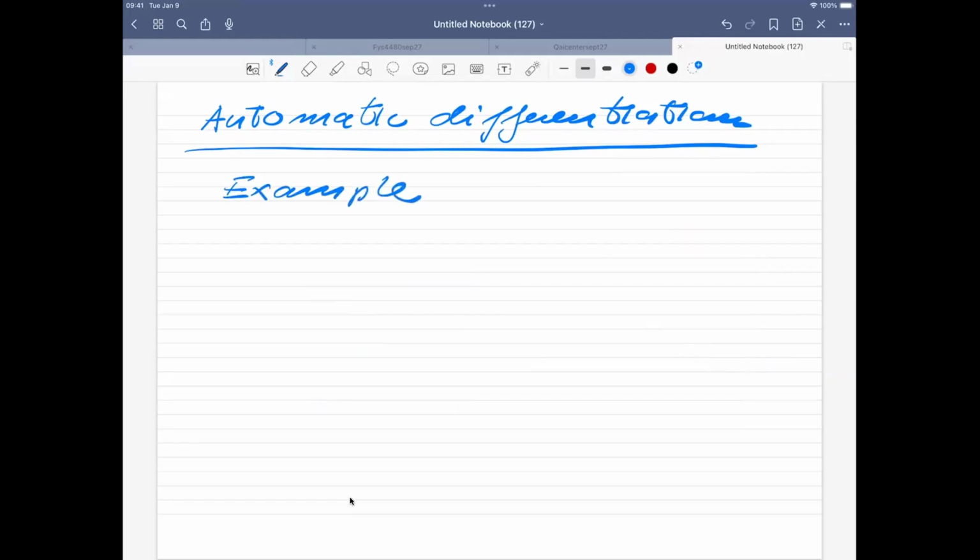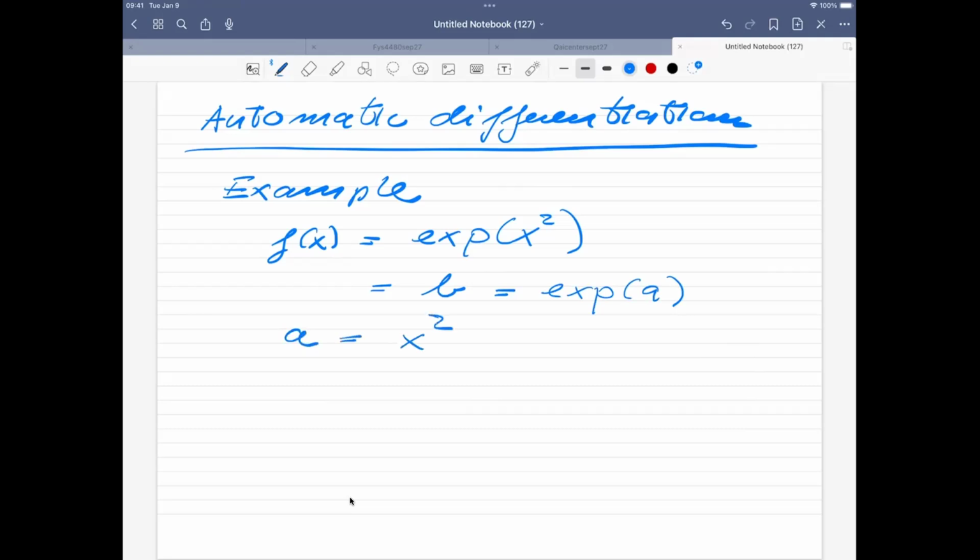And let's now assume that you have a function f of x, which is given by the exponential of x squared. Now, we all know how to calculate that one, but what we could do now is to rewrite that one in terms of a new variable, b, which I also call the exponential of a, and where I have defined a to be x squared.